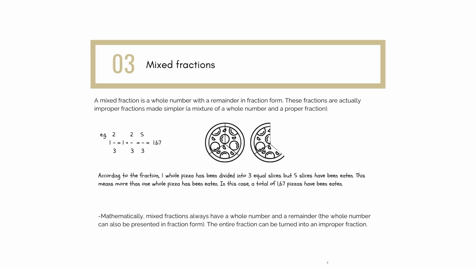Back to our pizzas. If we ate one whole plus 2 out of 3 pizzas, that's exactly the same as us having eaten 5 out of 3 slices of pizza. The only difference is one is a mixed fraction and the other is an improper fraction, but they have the same value. Both of them are equal to 1.67 in decimal form. Which is why it's so easy for us to change improper fractions into mixed fractions and mixed fractions into improper fractions, because they're essentially the same thing. They're just in different form.